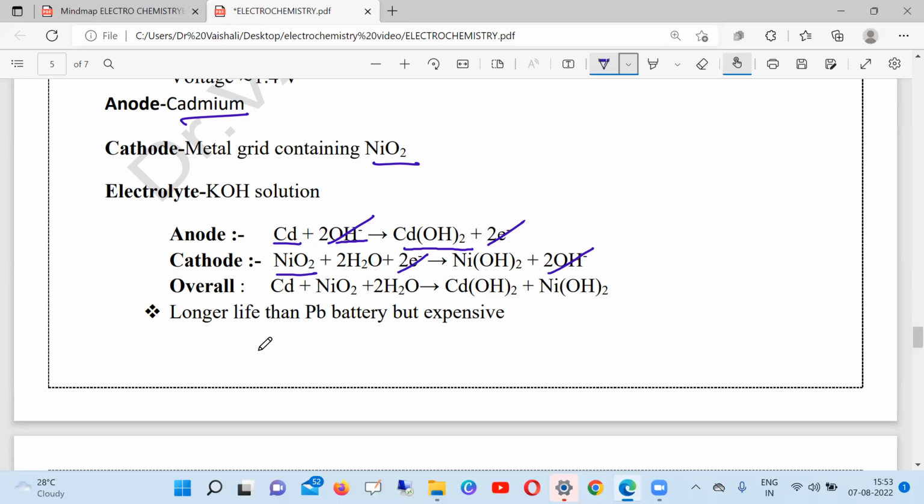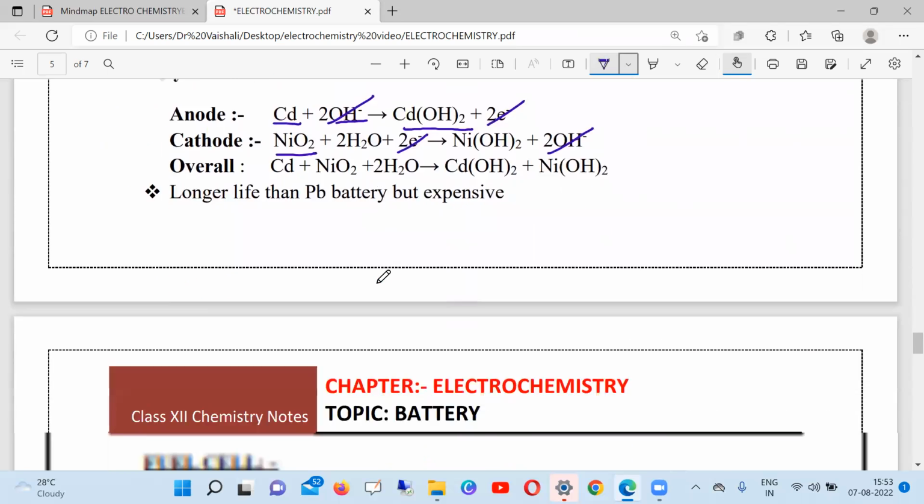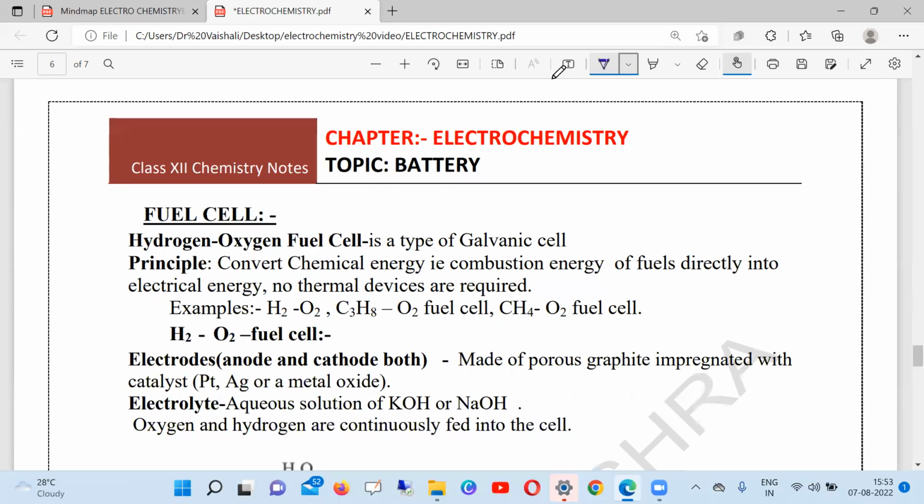What is the advantage of this rather than the lead battery? This has a longer life than the lead battery, but is very expensive. Okay, so I hope this secondary battery is clear to all of you.